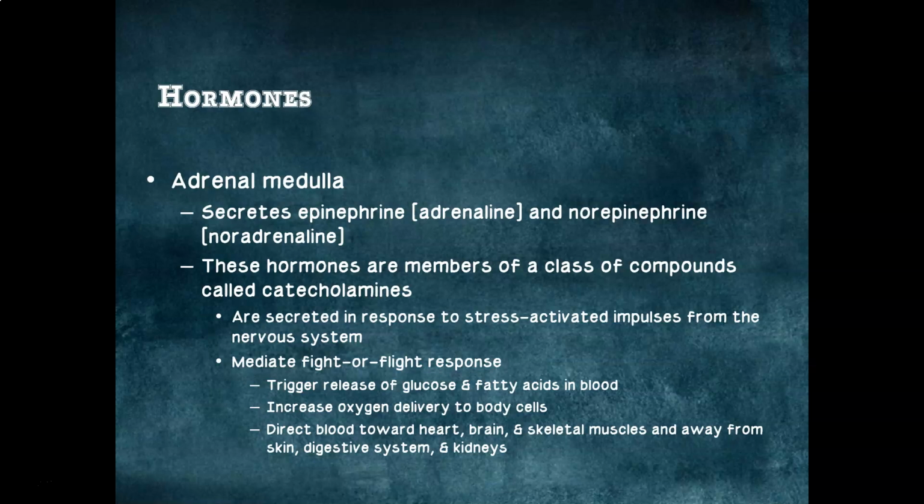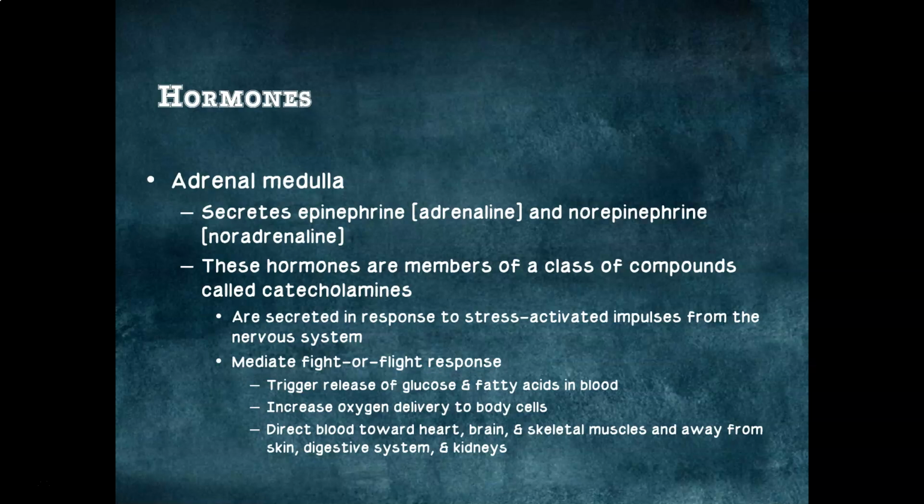So when we look at your adrenal medulla, the internal portion of your adrenal glands, the cells here are really working to produce your epinephrine and your norepinephrine. You may also come across them as adrenaline or noradrenaline. And these guys are both members of a class of compounds called catecholamines, if you've ever come across that. These guys really are your fight or flight response hormones. So they are secreted in stress activated impulses. They are there to get you out of a bad situation and get you out of there fast.